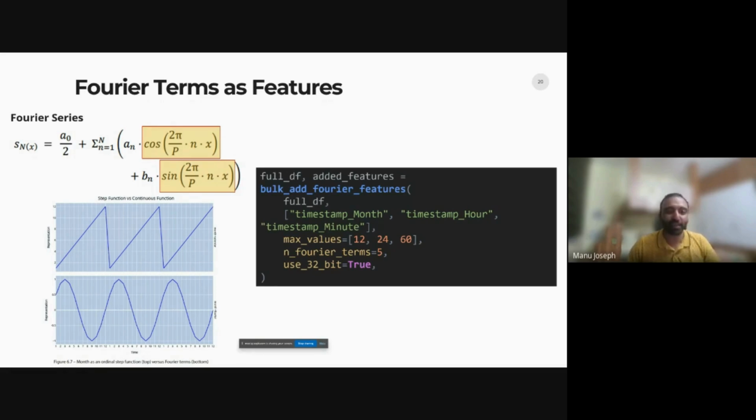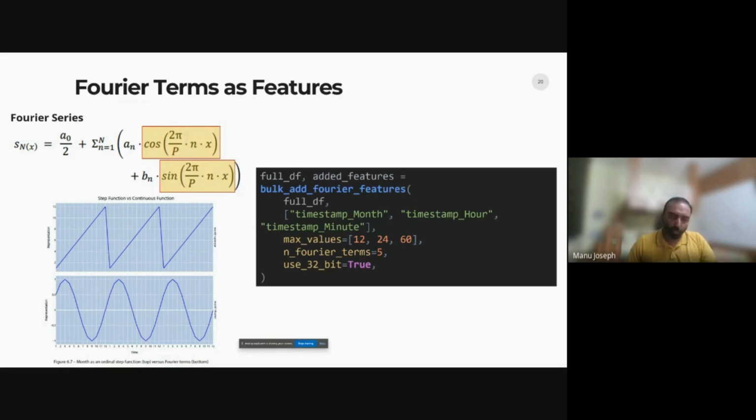Again, there's a method that is already implemented. You can just give the data frame, which columns you want to encode the Fourier way, and also the maximum value of these columns, because you need something to divide by, so that the cycle aligns with the expected seasonality. So month is 12, hour is 24, and minute is 60, etc. And then we can define the number of Fourier terms that we need to add. If you keep increasing this number, the representation gets more and more complex. So basically, it's a hyperparameter. You need to find the sweet spot where you get the best performance.